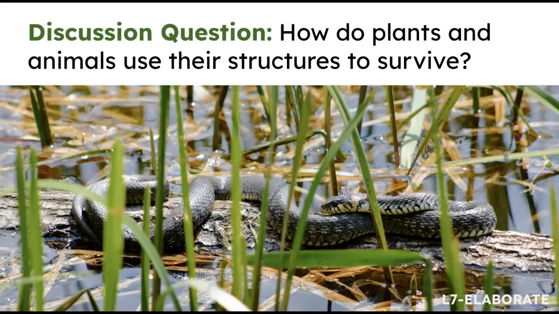For the Elaborate portion, you'll invite students to gather in a circle to share their findings from their wetland plant and animal gallery walk. You'll use the provided questions to guide your discussion around the question, how do plants and animals use their structures to survive? The goal for this class discussion is to discuss what students noticed when they visited each display.